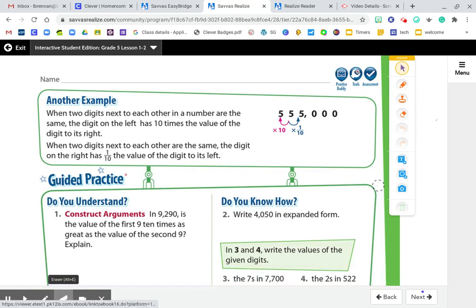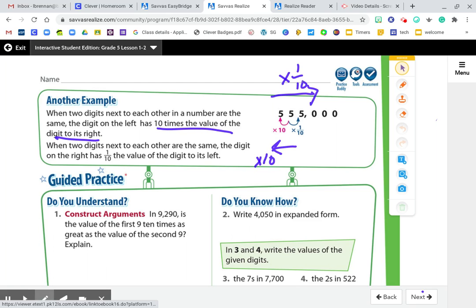And then my routine is I will go over some of the guided practice. There's another example at the top of this page. When 2 digits next to each other in a number are the same, the digit to the left is 10 times the value of the digit to the right. So if we go in this direction, the number's getting bigger by 10. If we go in this direction, you're multiplying by 1/10. So you're multiplying by a fraction.